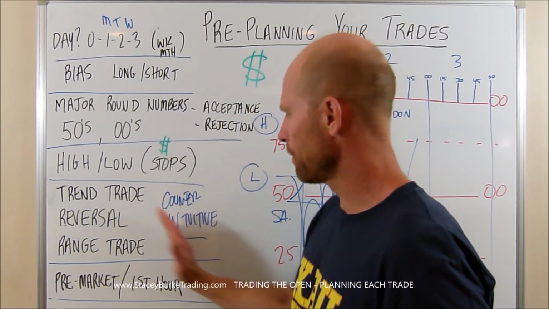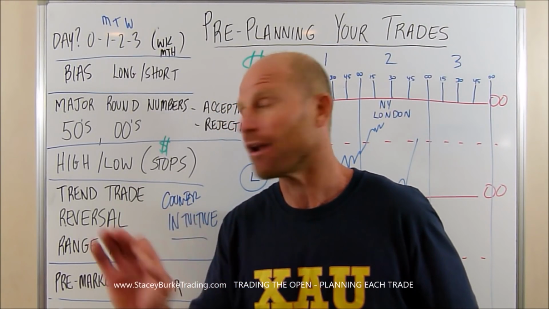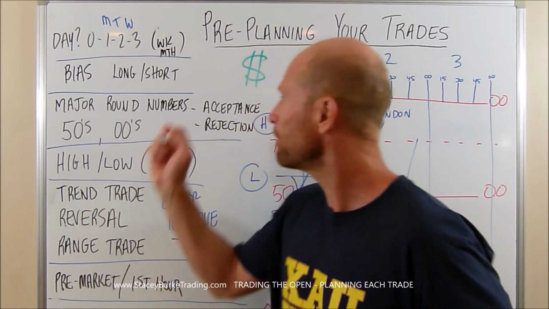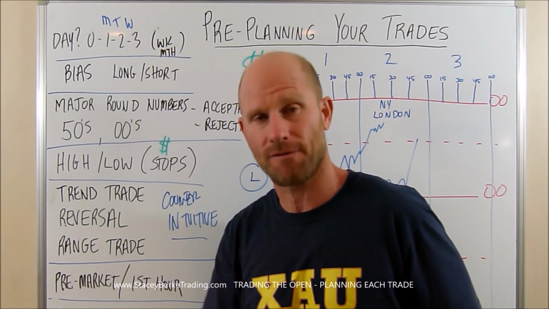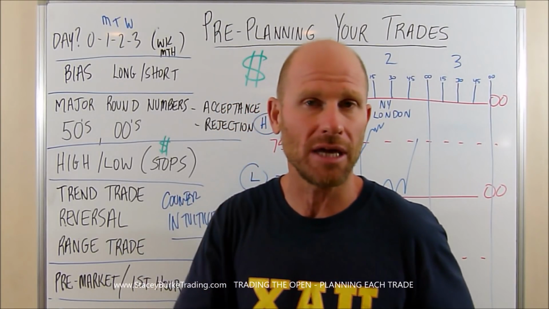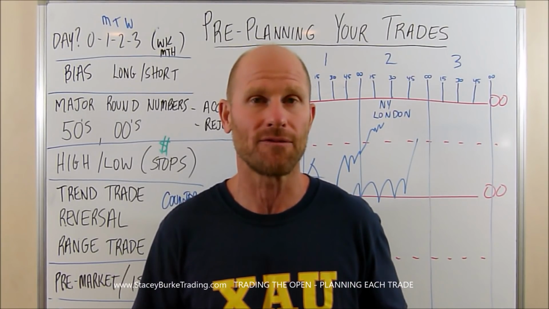Some of those trades are going to be counterintuitive. We're going to talk about the London trade yesterday and understanding the importance of the major round numbers for acceptance or rejection of double zeros and 50s. Very important. So let's take a look at the charts from yesterday. Thank you again for all the questions and feedback. I will try to make sure I get through all of that information.